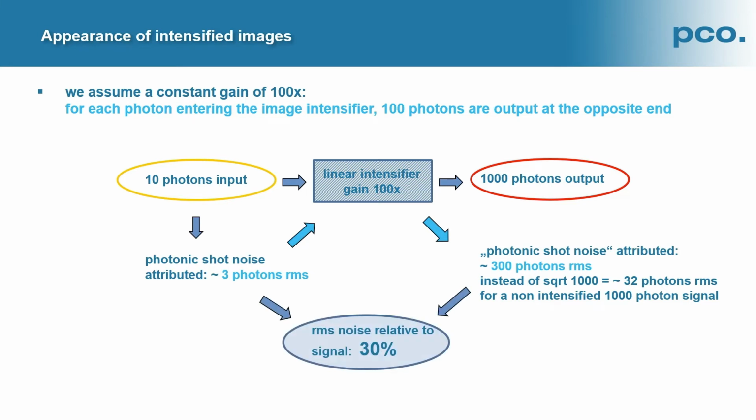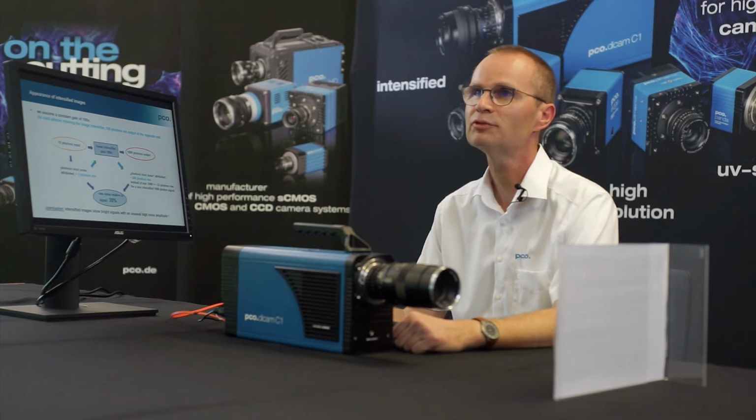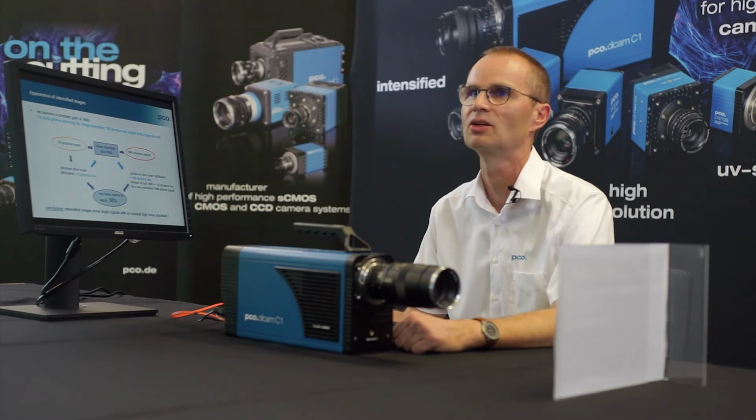What is the consequence? In both cases, the root mean square noise relative to the signal is 30%. So what do we see? Intensified images show bright signals with an unusually high noise amplitude. Now it becomes clear. Intensified imaging like this typically works with just a few photons, say 10, with the square root being 3. What we see in this image and consider as noise is actually the deviation from the mean value, and it is 30% of the signal. Approximately a third of the signal is shot noise.